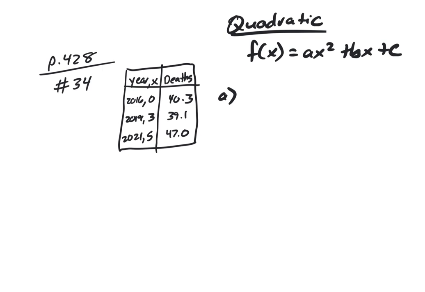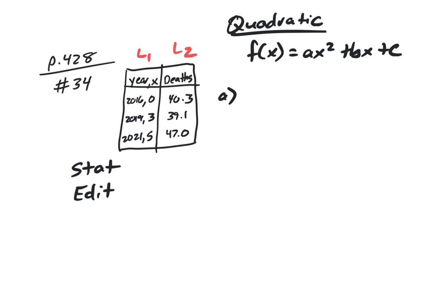So the first thing we're going to do, let's go to our calculators. We're not going to use matrix for this one, okay? We're going to use a little bit different method here. We're going to go to Stat. We're going to go to Edit. And we're going to put these numbers in L1 and L2.